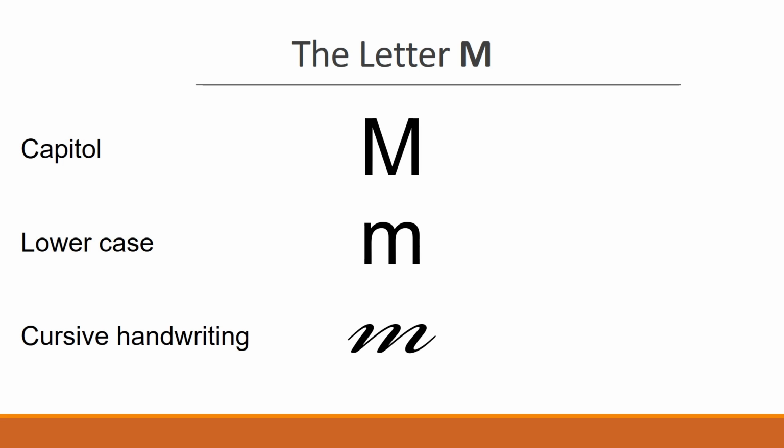The letter M. The M is three sticks, and you can see how they're connected at the top and the bottom. The lowercase m starts with a straight stick, and then it has two humps. And the cursive handwriting is very similar. When you see them side by side, you can see the lowercase m is shorter than the uppercase.